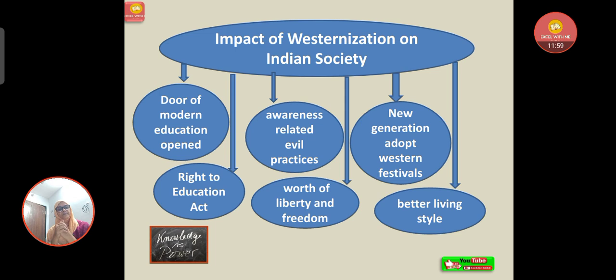In pre-independence years, education was confined to some sections of society. That is, education was not available to all. That is the important thing. Education is available to all. Then evil practices like untouchability and ill treatment of women, sati, child marriage were abolished from Indian society as the modern education system increased awareness related to evil practices.